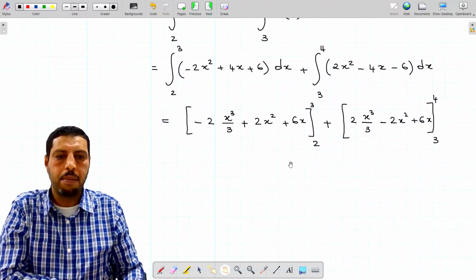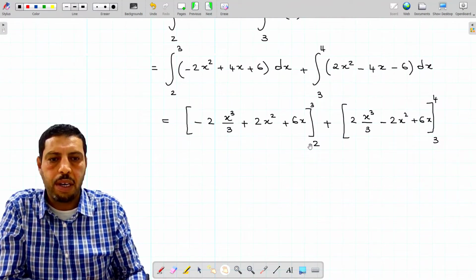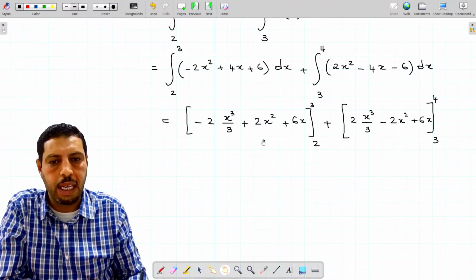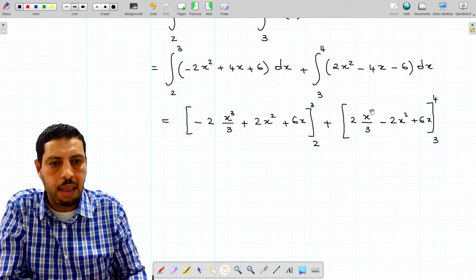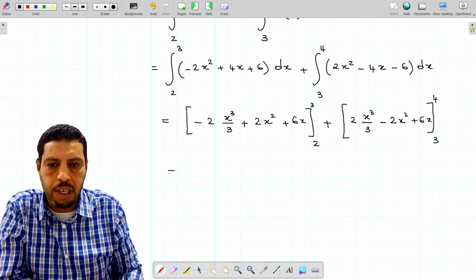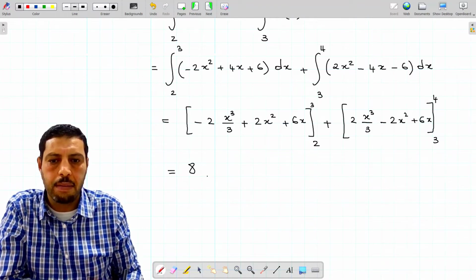Again, here I will not put the details of the computation, but to compute this, you have to evaluate this function at 3 first, minus the same function at 2, you will get a result, plus this function at 4, minus the same function at 3. The final result after computation is 8. Okay, check this result, please.